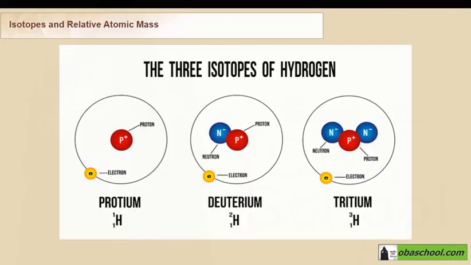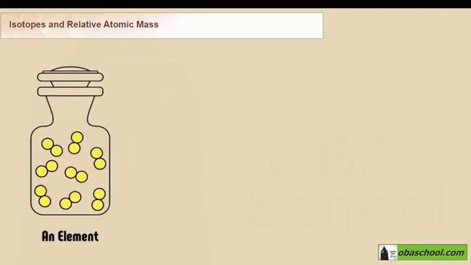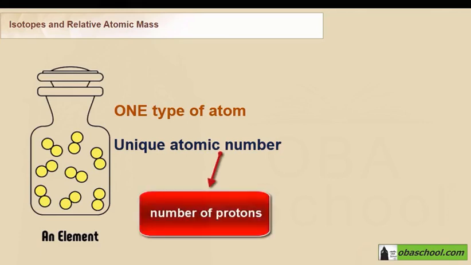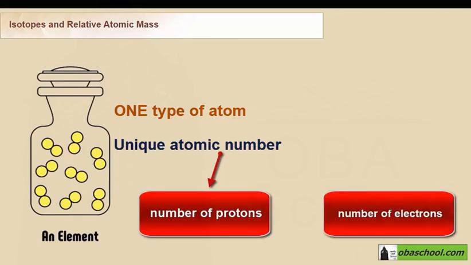Hello everyone, in this presentation we will present another example of isotopes. Now we all know that an element is a substance made from one type of atom and cannot be broken down into any simpler substance, and it has a unique atomic number. This means that all atoms of any particular element must have the same number of protons, since the atomic number is the number of protons, and the same number of electrons as well, since atoms are electrically neutral. The number of protons equals the number of electrons.